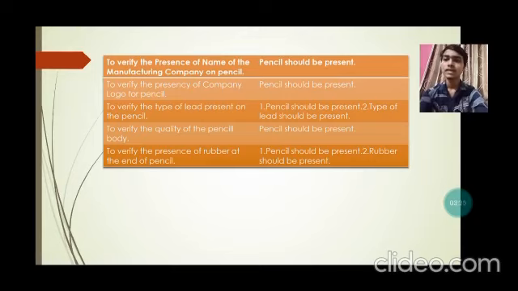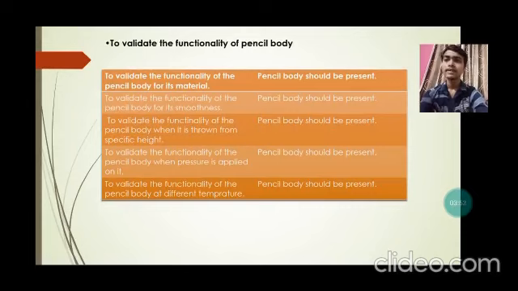To verify the type of lead present on the pencil, pencil should be present, type of lead should be present. To verify the quality of the pencil body, pencil should be present. To verify the presence of rubber at the end of pencil, pencil should be present, rubber should be present. To validate the functionality of the pencil body for its material, pencil should be present. To validate the functionality of pencil body for its smoothness, pencil body should be present.